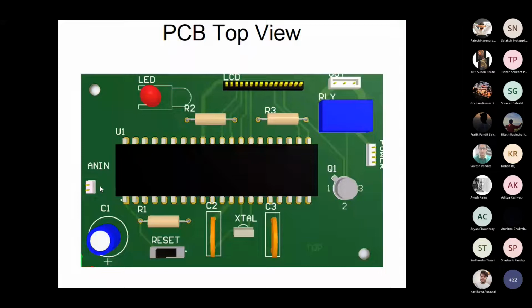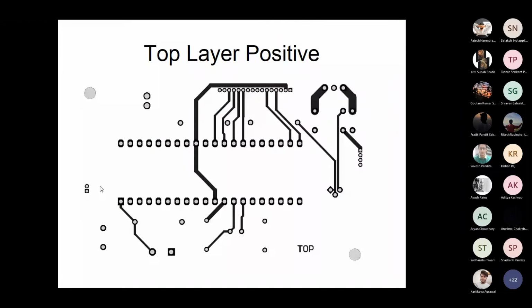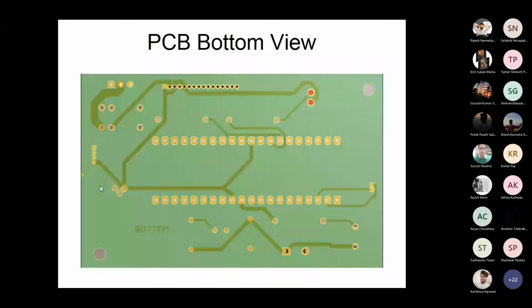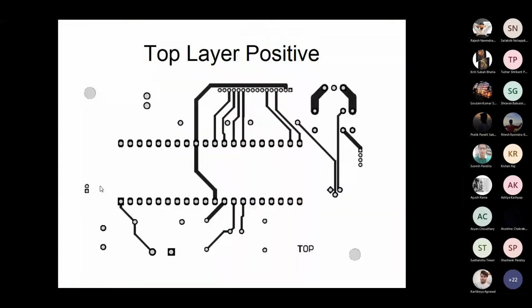So this is the bottom view, the bottom layer is seen over here like this. Then this is the top layer, positive. As I said, you require positives for, let us say, etching purposes, to transfer the pattern onto the board. So this is how the positives will be created. This is the top layer positive, because this is a double layer board. Top layer and bottom layer both will have the tracks on them. So this is the top layer positive. This is the bottom layer positive.